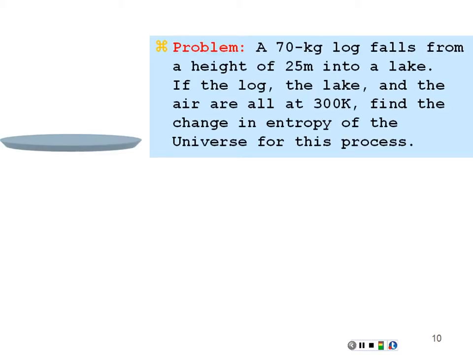Let's try an example. A 70 kilogram log falls from a height of 25 meters into a lake. If the log, the lake, and the air are all at 300 Kelvin, find the change in entropy of the universe for this process. Based on what we've defined for a thermodynamic value of entropy, we want to figure out how much energy is involved in the log falling. We're going to assume that all this mechanical energy of the log falling is going to be transferred into heat into the system.